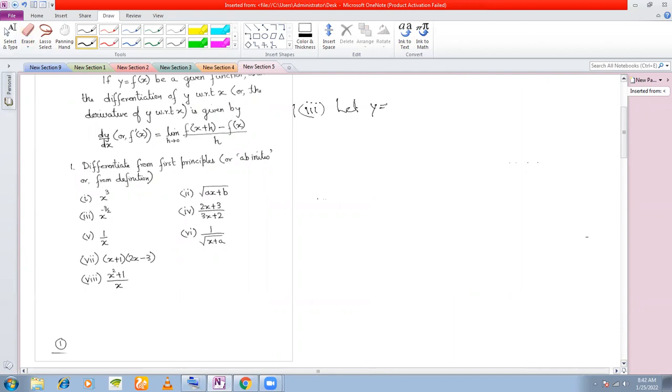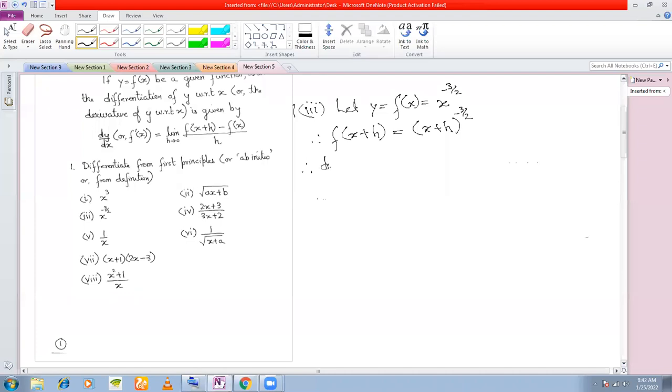Let y is equal to fx is equal to x to the power of minus 3 by 2. Now this is very similar to x cube, this differentiation, except that you have a fractional power. So no problem. We'll deal with the fractional power in a very similar manner. So fx plus h will be equal to x plus h to the power of minus 3 by 2, right?